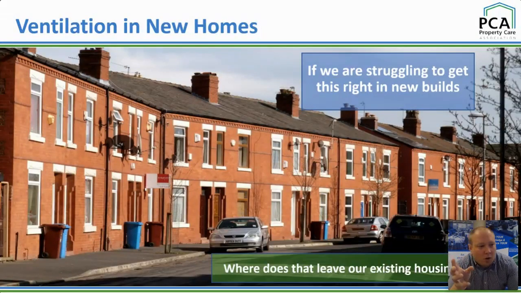Bearing in mind, we're building, what, 300,000 houses a year. It's probably less than that. I think that's the target. So we're probably not even that high. But our existing building stock is sort of 27, 28 million homes. So we can quite comfortably say that the majority of the housing stock hasn't got sufficient ventilation, which is quite a big issue. And how are we doing with our existing housing stock?